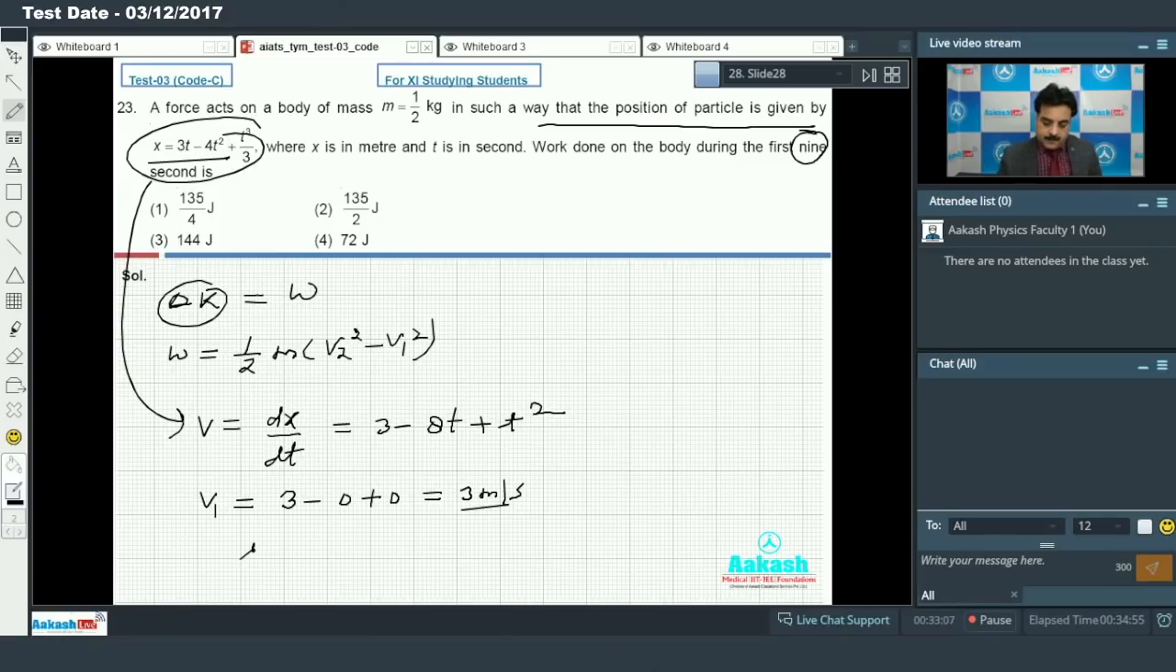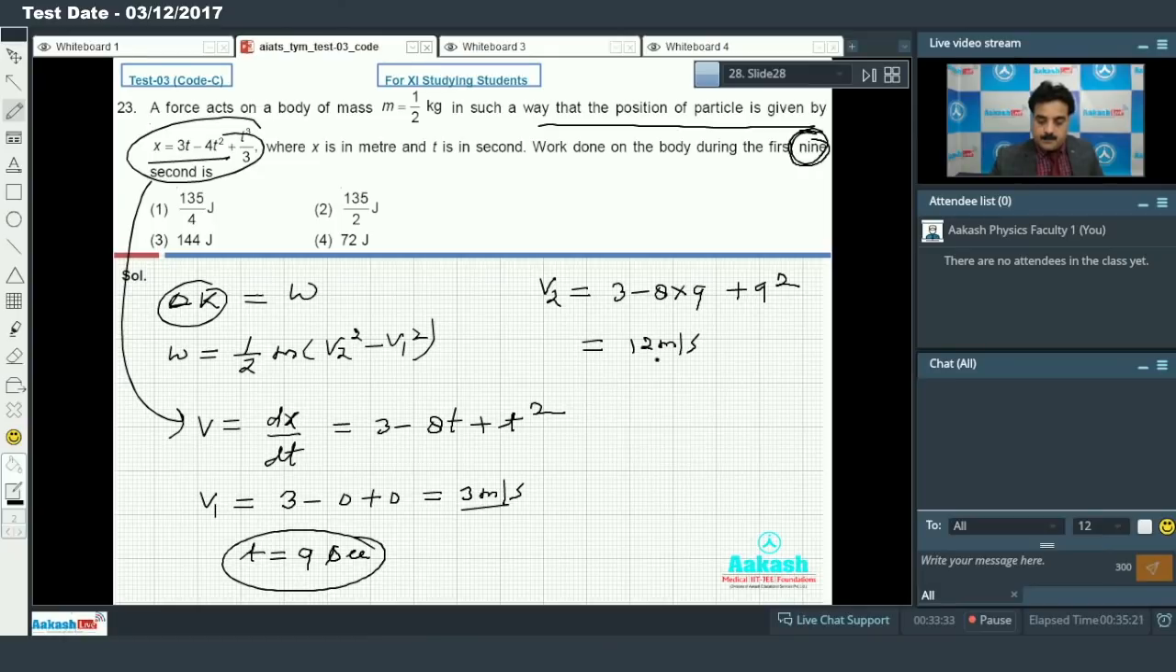Similarly, if I place the value of t as 9 seconds as per the question, then we'll get our final speed. We need the final speed, but when do we need it? According to the question, at 9 seconds. So this is our final speed. We place the value of t as 9 here: 3 minus 8 into 9 plus 9 square. When we solve this, we will get 12 meter per second.